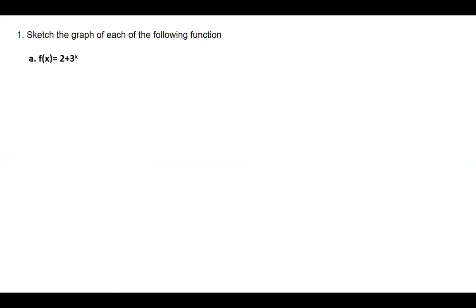Okay. So the first question that we're going to look at is graphing. How do you draw or sketch the graphs of exponential functions? When you look at this question, first of all, you have to identify what is called the horizontal asymptote. The horizontal asymptote implies that y is equal to this number here. So the horizontal asymptote that we have now is y is equal to 2.